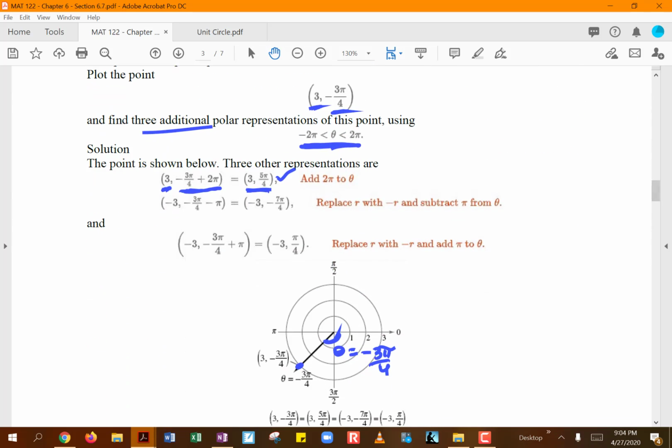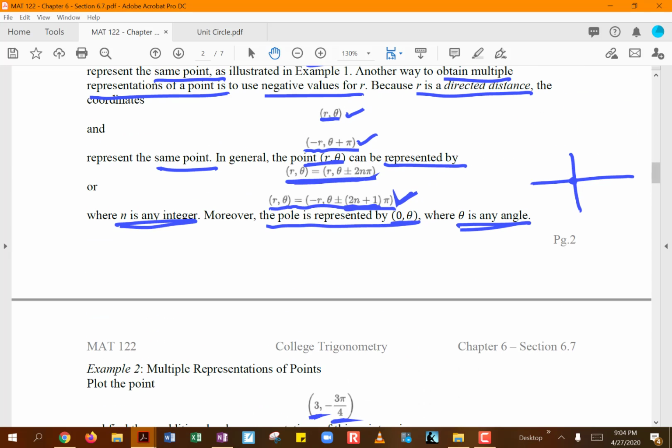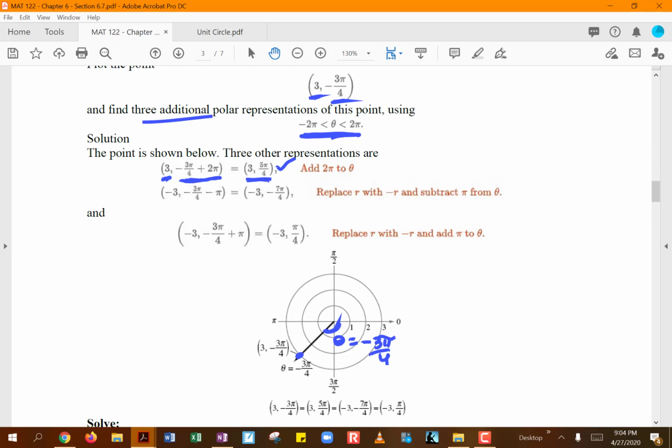So here, and this is of course when you make your r a negative value, by making our r a negative value, we are subtracting pi from negative 3 pi over 4, which gives us negative 7 pi over 4, which is greater than negative 2 pi, so we are still okay with that angle.